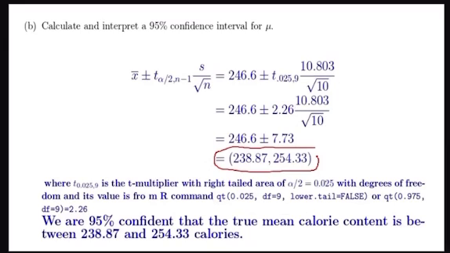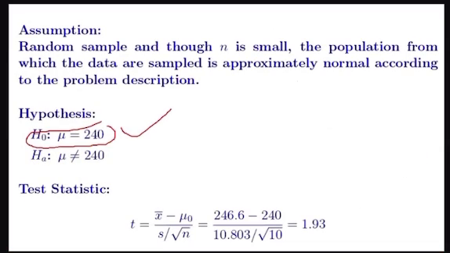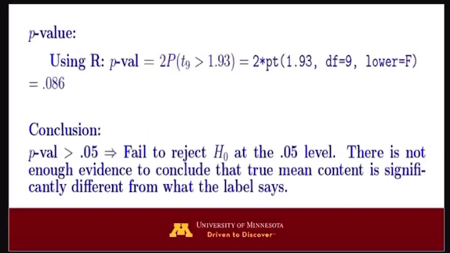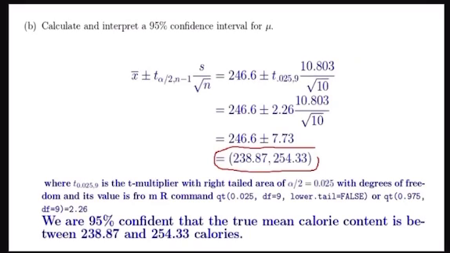Now, I need you to pay attention. If you construct a confidence interval and you go back to the hypothesis testing, we failed to reject that value of 240. Agreement is going to come if 240 lies in the interval. Let's see whether 240 lies in the interval. Oh my God, look at that. There is 240 in the interval. That's an agreement.